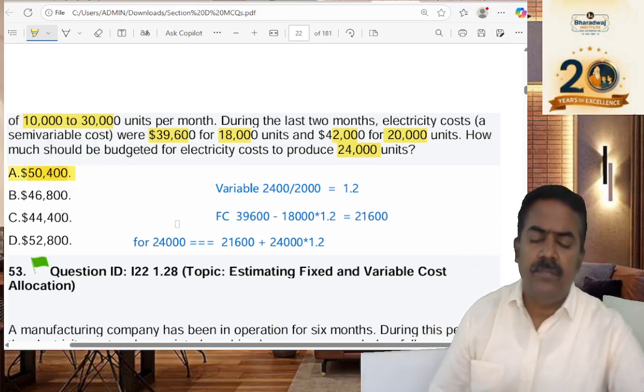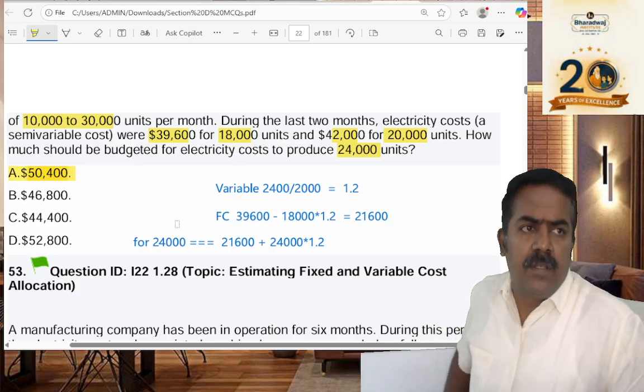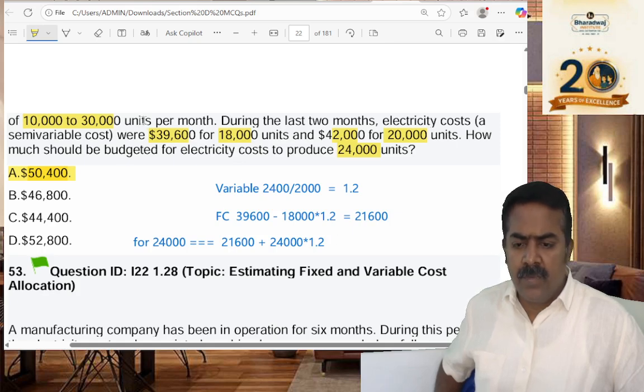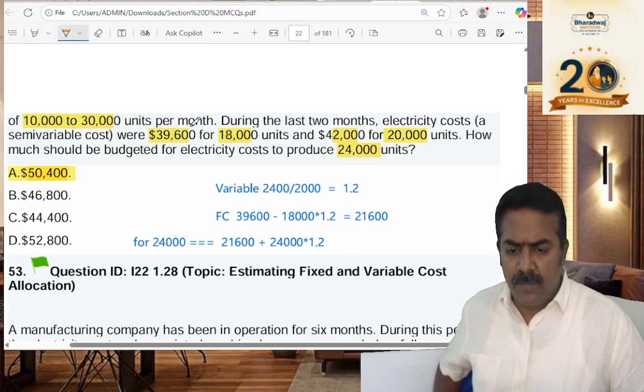Correct. 50,400. 1.14. What is variable? Whatever changes with output.